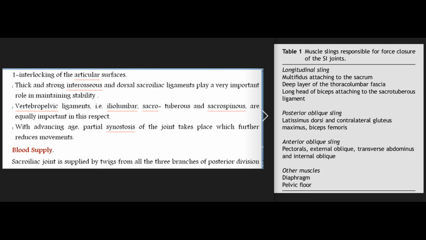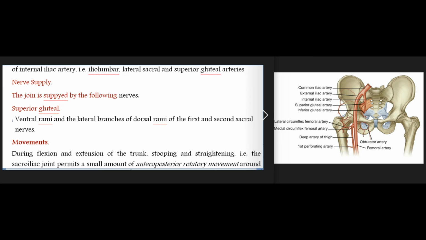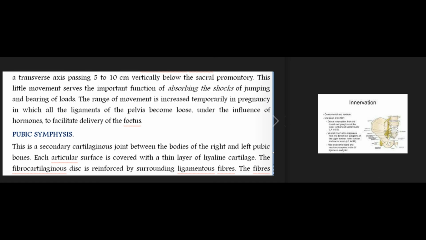Blood supply. Sacroiliac joint is supplied by twigs from all the three branches of the posterior division of the internal iliac artery, i.e. iliolumbar, lateral sacral and superior gluteal arteries. Nerve supply. The joint is supplied by the following nerves: 1. Superior gluteal. 2. Ventral rami and the lateral branches of dorsal rami of the first and second sacral nerves. Movements. During flexion and extension of the trunk, i.e. stooping and straightening, the sacroiliac joint permits a small amount of antero-posterior rotatory movement around a transverse axis passing 5 to 10 cm vertically below the sacral promontory.